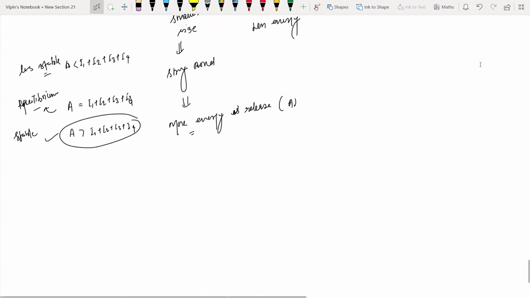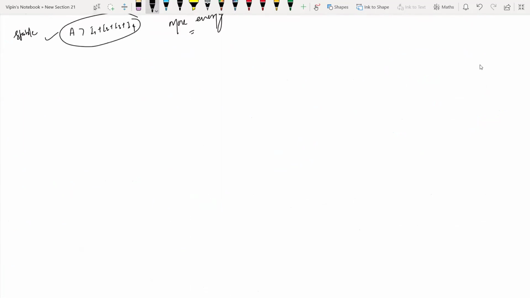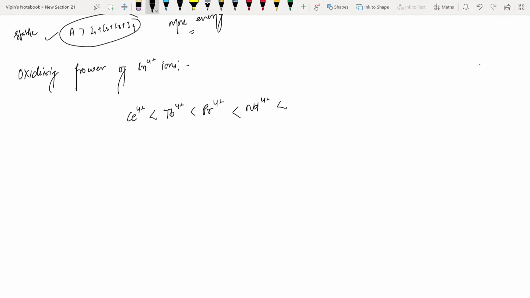Okay. Now we can also write here the oxidizing power of Ln4 plus ions. The most stable Ln4 plus ion will have the least oxidizing power, and the least stable will have the most oxidizing power. Cerium 4 plus, Tb4 plus, Pr4 plus, Nd4 plus, Dy4 plus. This is the order of oxidizing power.